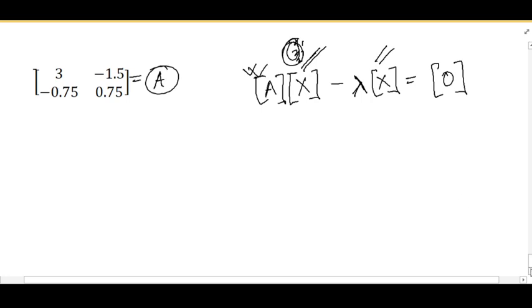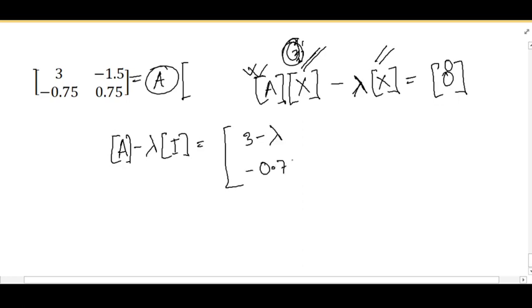Okay. In this case, as it is a 2 by 2 matrix, so 2, 0, 2, 0 will be there. If I write it down, it will be 0, 0. Okay. Now the first thing we'll have to do, I will be writing it like A minus lambda times I, that will be equal to this thing: 3 minus lambda, minus 0.75, minus 1.5, 0.75 minus lambda.